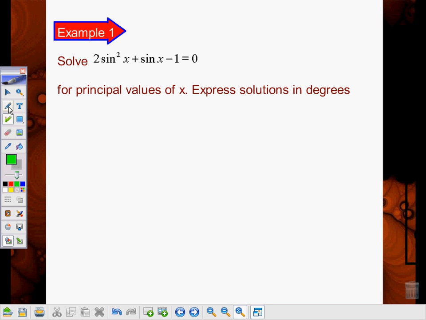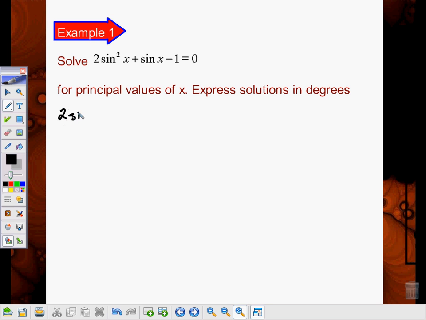So let's go ahead and look at our first example. 2 sine squared x plus sine x minus 1 equals 0. This one screams at me that it is a quadratic style problem, thinking all the way back to our algebra courses and solving quadratics. This doesn't become apparently obvious until we look at a little bit of a substitution technique.